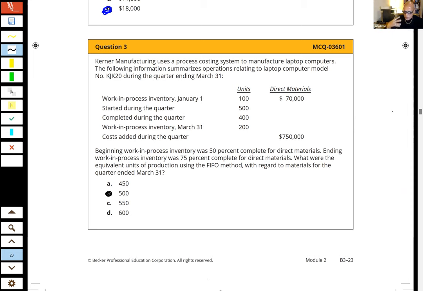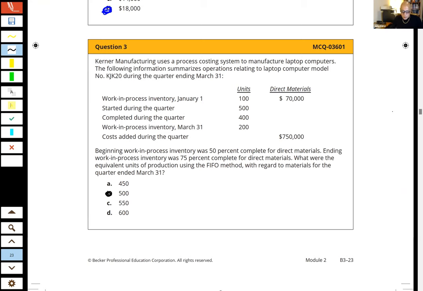And you got to build up some muscle tissue with these questions, guys. They're not easy. Okay. So you come over and we have this Kerner manufacturer, and the following information summarizes operations during the quarter. And then they tell us the beginning work in process was 50% complete for direct materials. Ending work in process is 75% complete for direct materials. What were the equivalent units of production using the FIFO method with regard to materials?